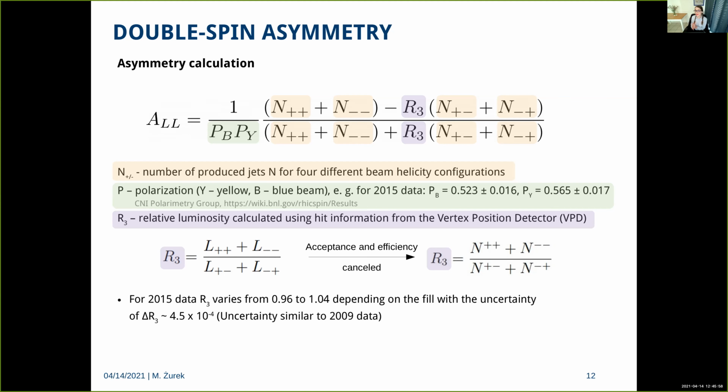And the last factor in this ALL is R3, which tells us about our relative luminosity for the different helicity beam configurations. This is calculated using the hit information from the vertex position detectors, which are forward detectors at STAR. For 2015, it was extracted with an accuracy of 0.5 times 10 to the minus 4. So the uncertainty is quite similar to what was extracted in the 2009 data. So this is how we calculate ALL.